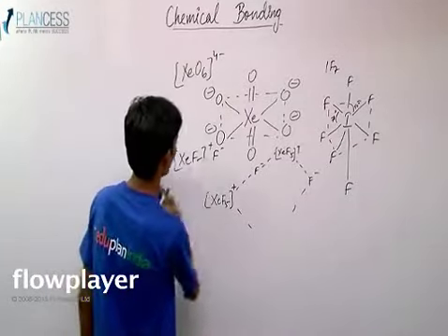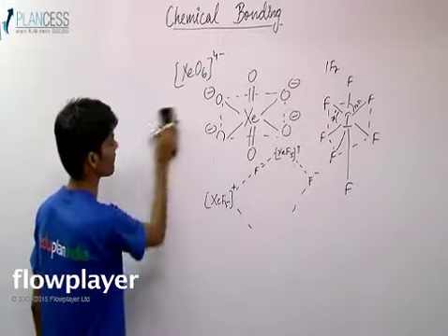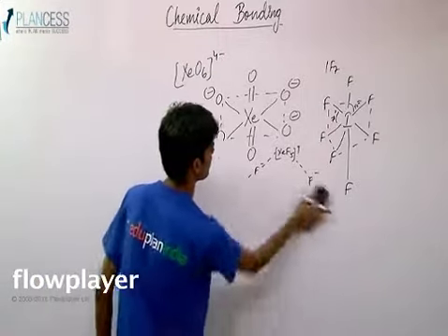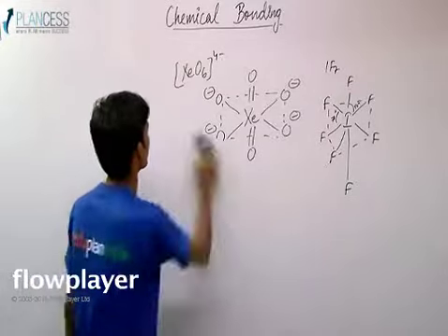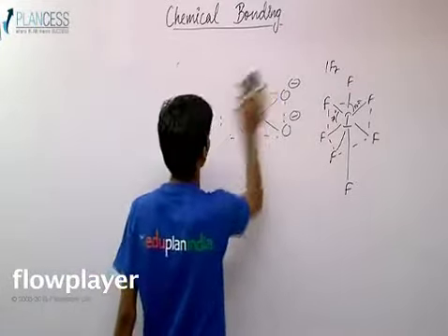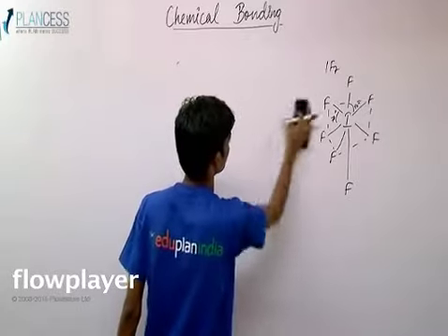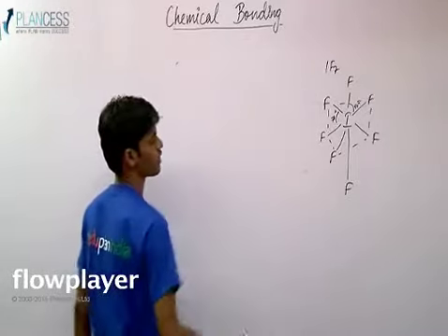And what about the XeF5 minus? In the XeF5 minus, what would be the geometry? What would be the hybridization first? There are 5 bond pairs and 2 lone pairs, so 5 plus 2 is 7. So the geometry would be something like this, pentagonal bipyramidal.